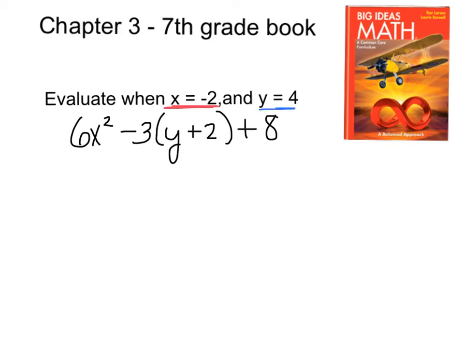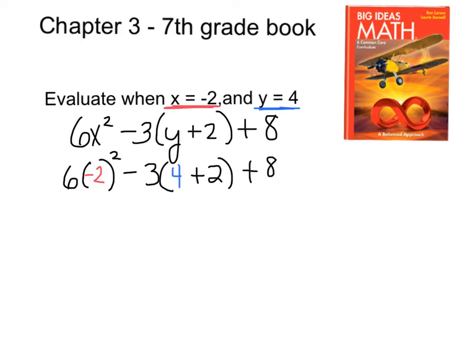-2 for x and 4 for y. So that will give us 6, and then make sure we start using parentheses. Remember parentheses. I've told you that I want you to start using parentheses. So we plug in -2 for x and we plug in 4 for y. Notice I didn't put parentheses around the 4 because I'm not multiplying anything or taking anything to the second power here. So now we simplify.